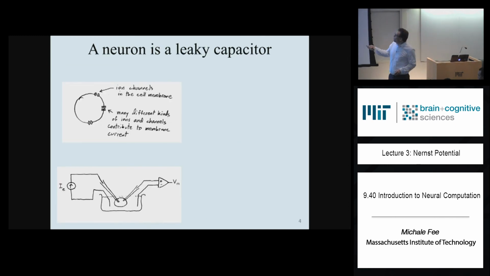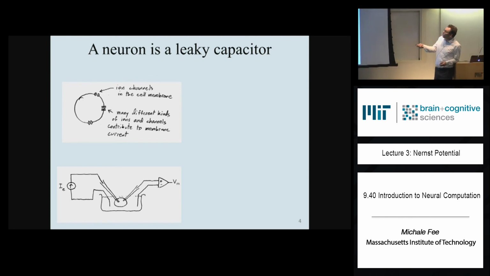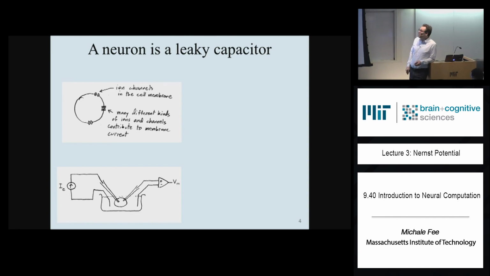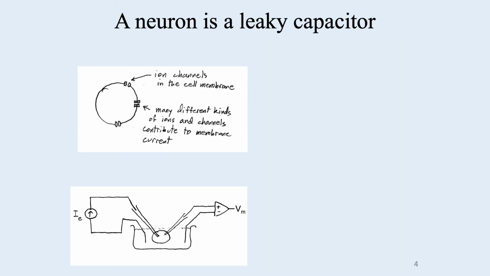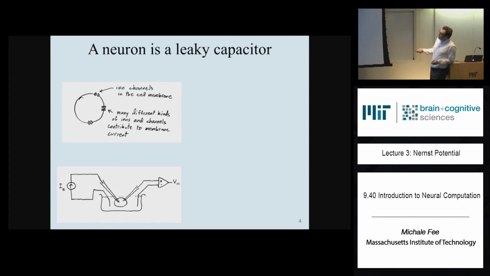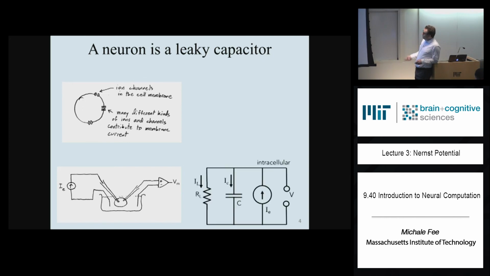We then introduced the idea of ion channels or conductances or pores in the membrane that allow ions to pass through the membrane, through these little pores. We talked about the idea that there are many different kinds of ion channels that have different interesting properties. So we then extended our analysis of our neuron in the dish to include these ion channels.